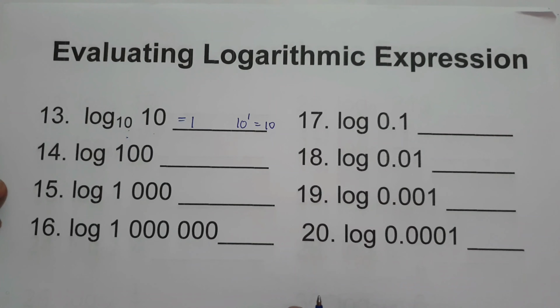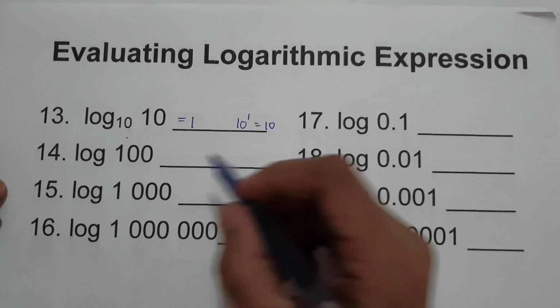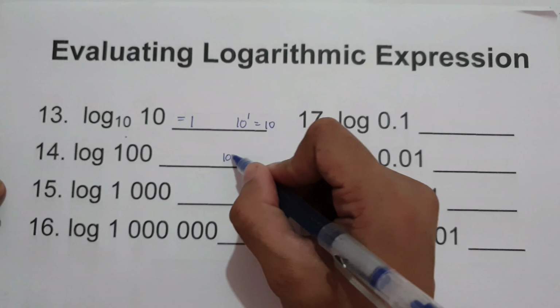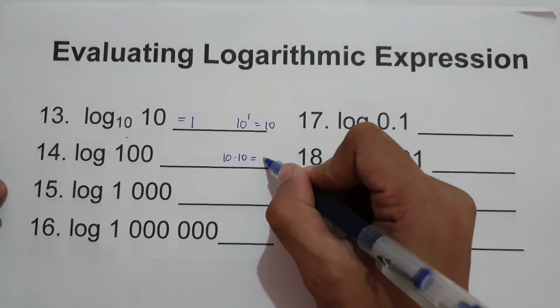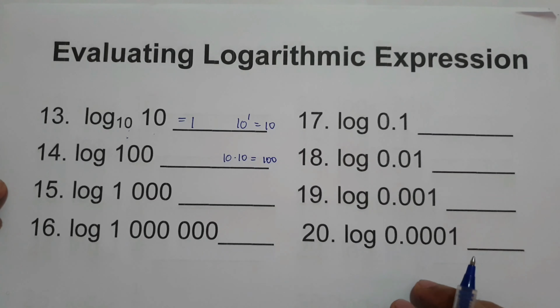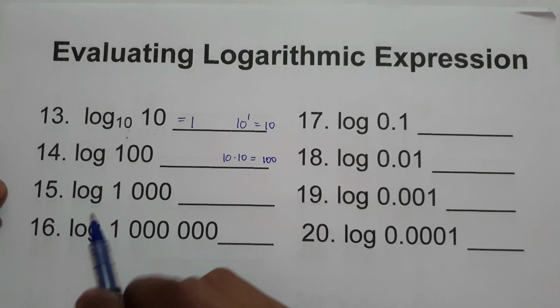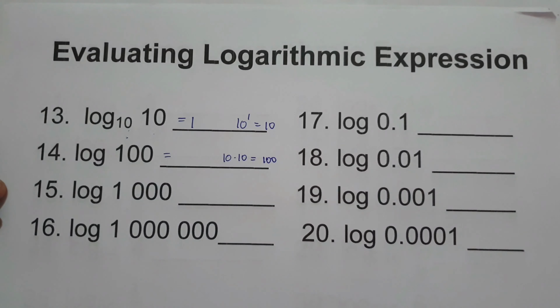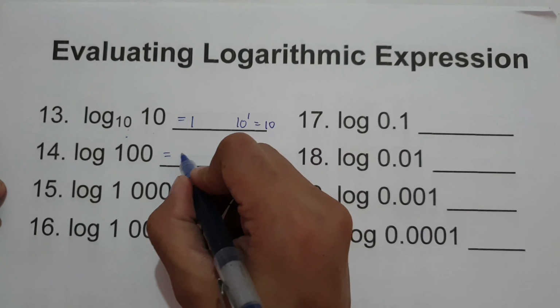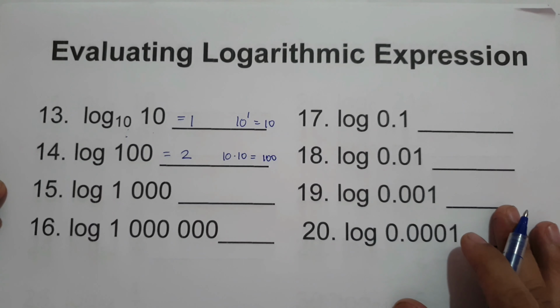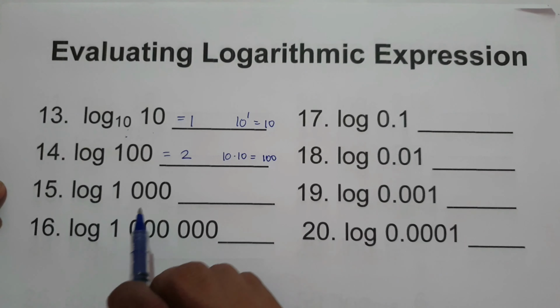Number 14, log 100. So we all know that 10 multiplied by 10 is 100. So therefore, we need 2 tens to have 100. So log 100 is 2. And then log 1000.